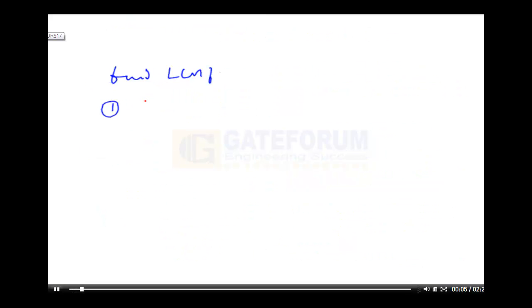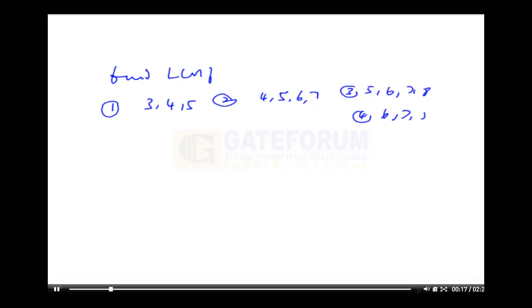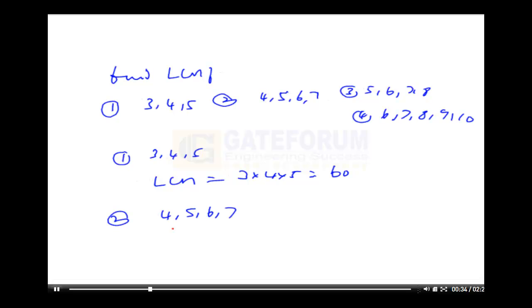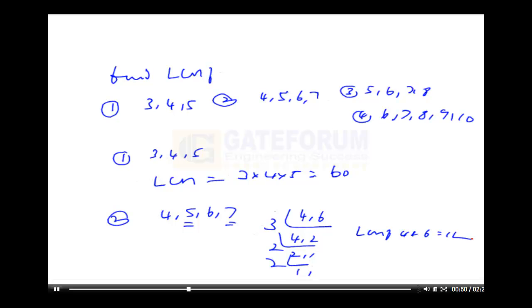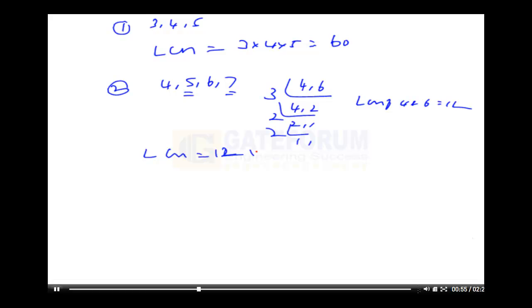Some numbers. Number 1: 3, 4, 5. Number 2: 4, 5, 6, 7. Number 3: 5, 6, 7, 8. Number 4: 6, 7, 8, 9 and 10. First one, 3, 4, 5. They are co-prime, therefore the product will be the LCM, 60. Second case, 4, 5, 6, 7. We find 5 and 7 are prime numbers, so only look at the composite numbers. The LCM of 4 and 6 is equal to 12. So the required LCM will be 12 into 5, 60, into 7, 420.